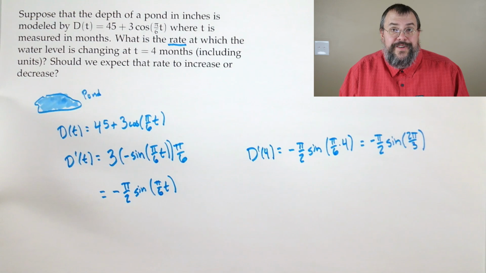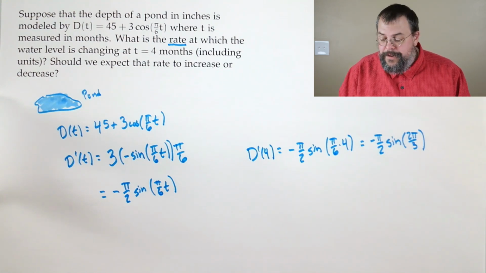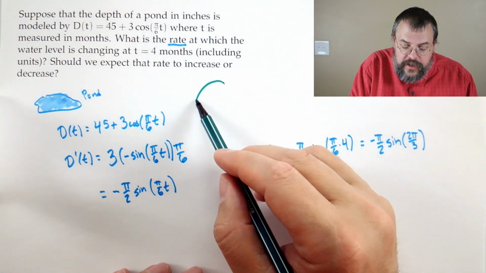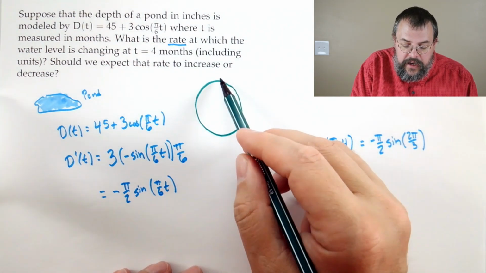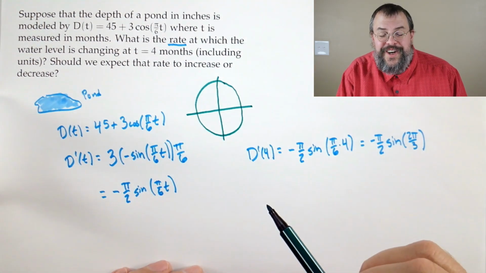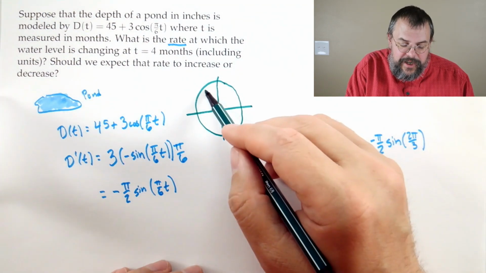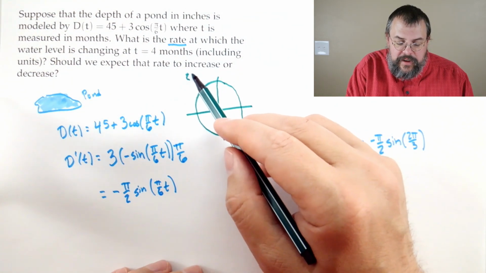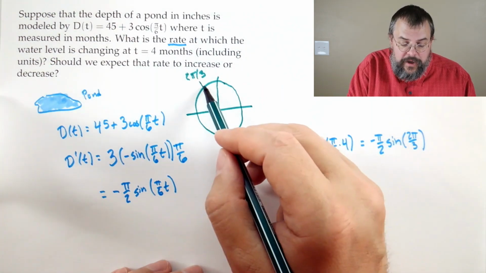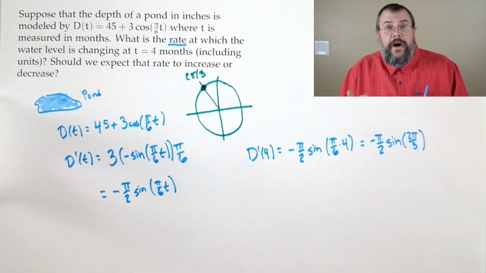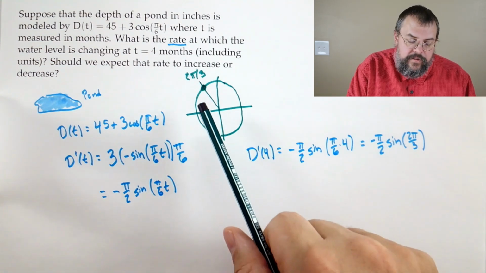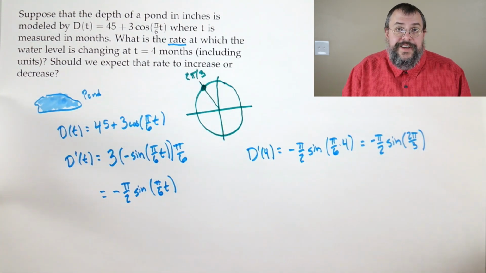Now, what do we know about sine of 2 pi over 3? Well, let's draw a quick picture. Now, if you're not comfortable with 2 pi over 3, I can tell you that that's the same as 120 degrees. And if you're still not comfortable with 120 degrees, I can tell you it's over here. This is roughly where 2 pi over 3 is at. Now, if we're looking for sine of 2 pi over 3, well, that would be the y value. So what can we say about the y value at this location?